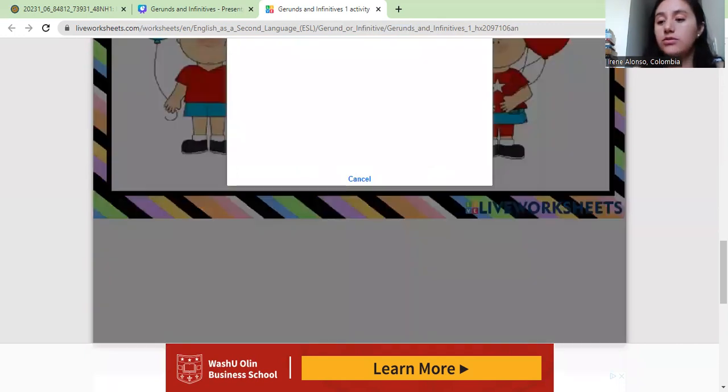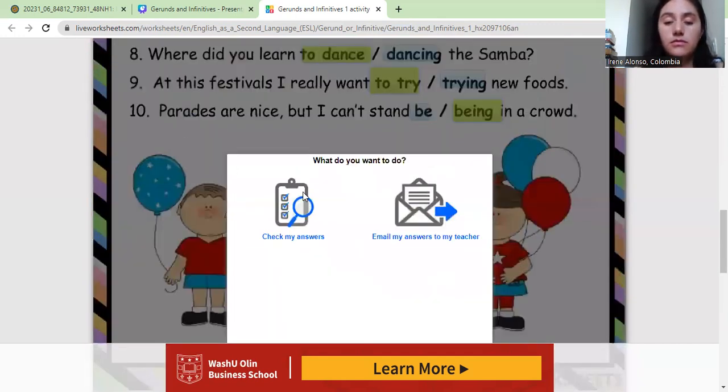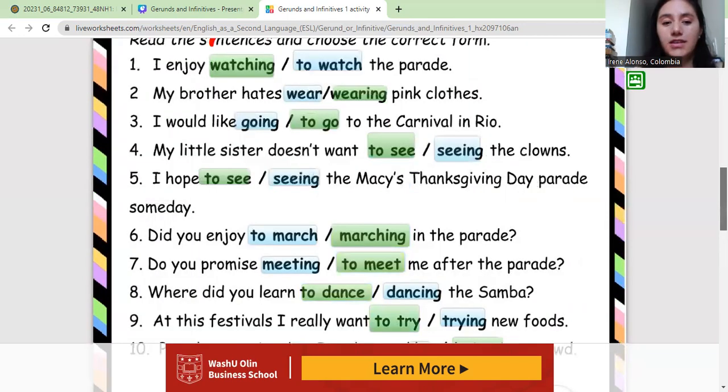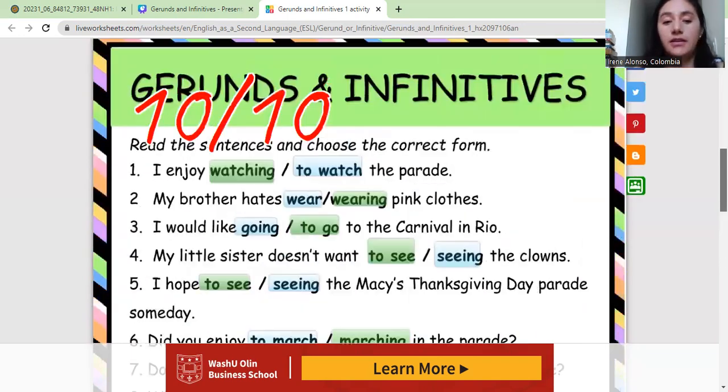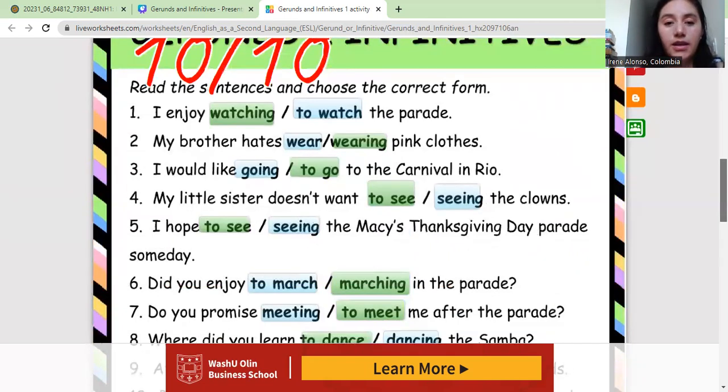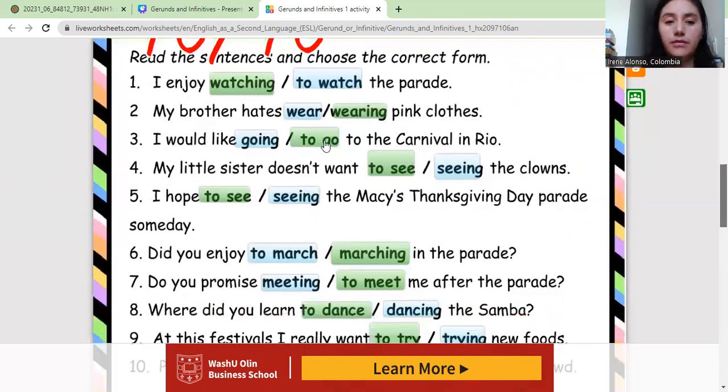So let's check the answers. So as you can see, for example, this one, I would like to go. It's a little bit more contextual, and sounds better. I would like going, I would like to go. We can use both, but in this context we use this way more. I would like to go to the carnival.